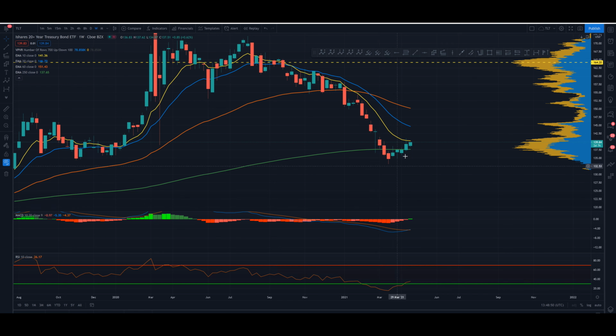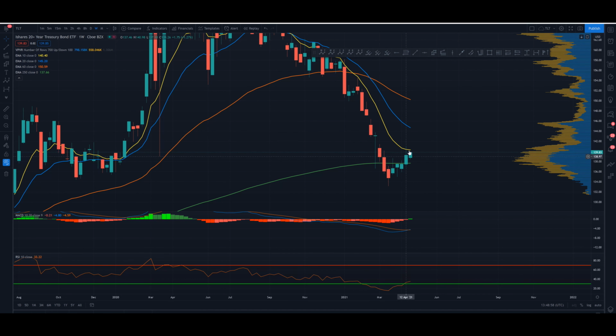Okay, so although there's every chance I could be wrong and this may be flying back up, but for me it just doesn't quite look done yet. It doesn't look quite baked in yet. One more move down, I reckon.